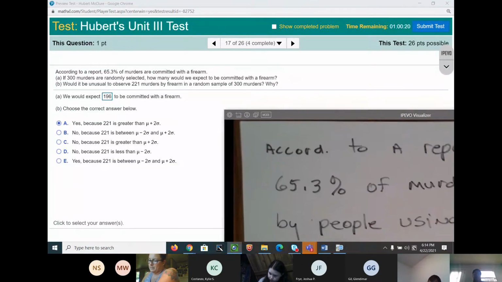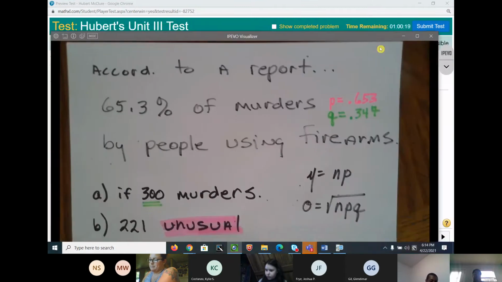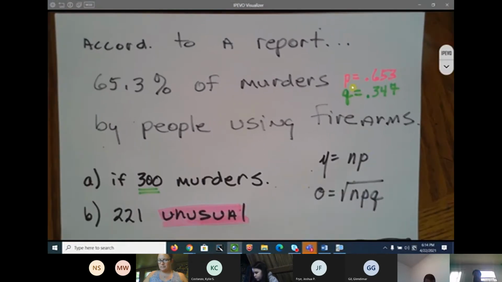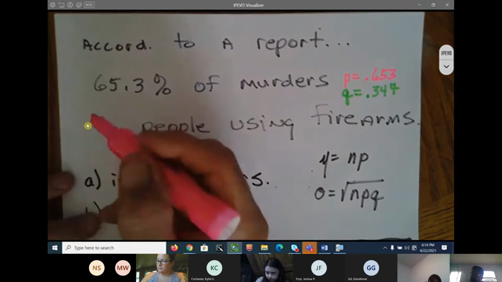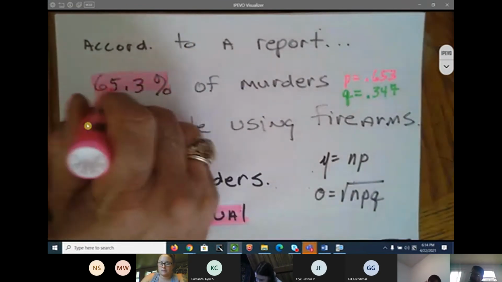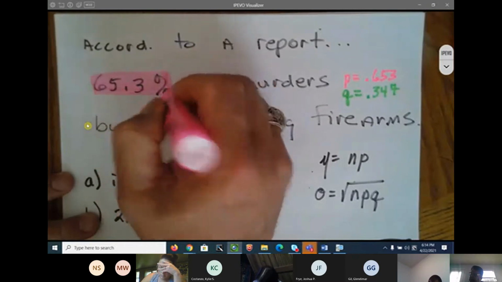And just to go over it, what do you do first? Well, you got to do NPQ. You got to find P. There's P right there. P is given to you because it is a percentage or an area or a probability.